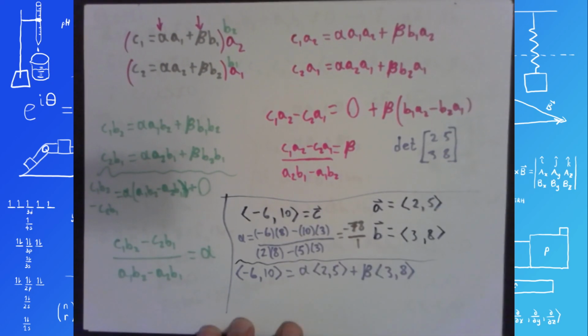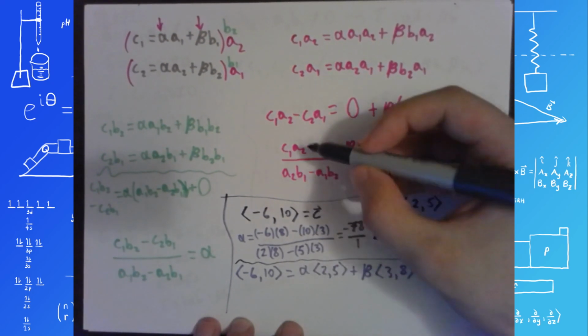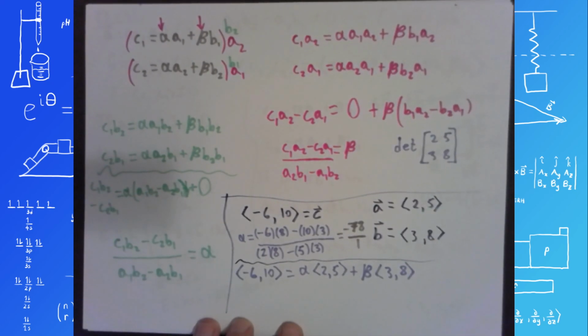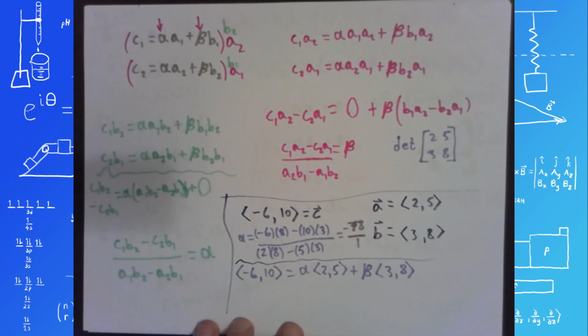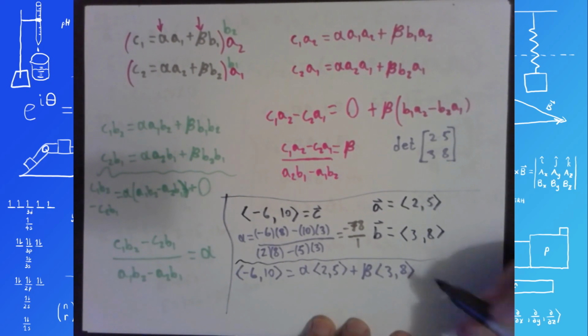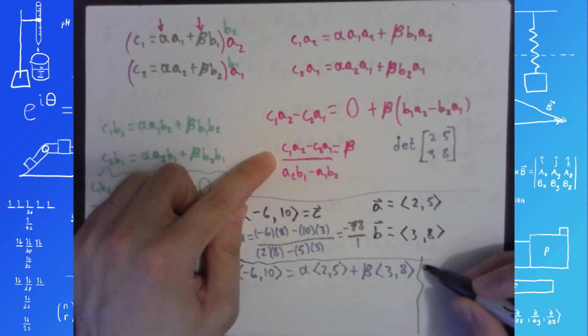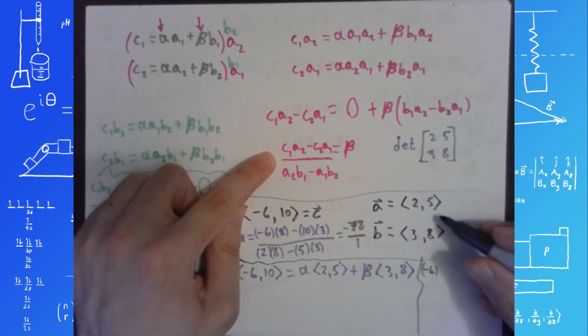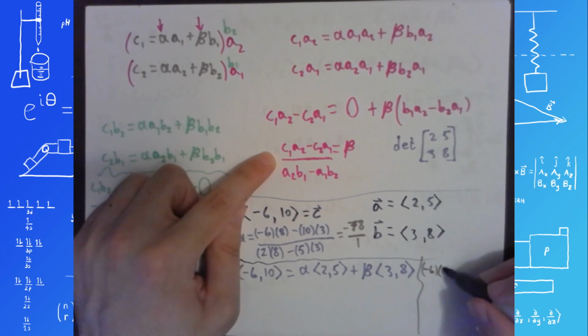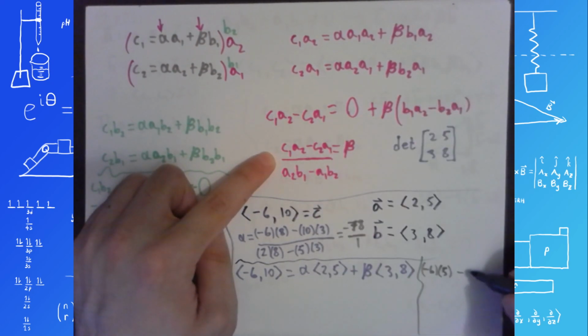Okay, so that's for alpha. For beta, we need to follow this formula, and I have nowhere to write this. Well, I guess I could write it over here. Let's see. For beta, so C1A2, so negative 6 times A2 is going to be the second component of A, which is 5, minus C2A1, C2 being 10, times A1 is 2.